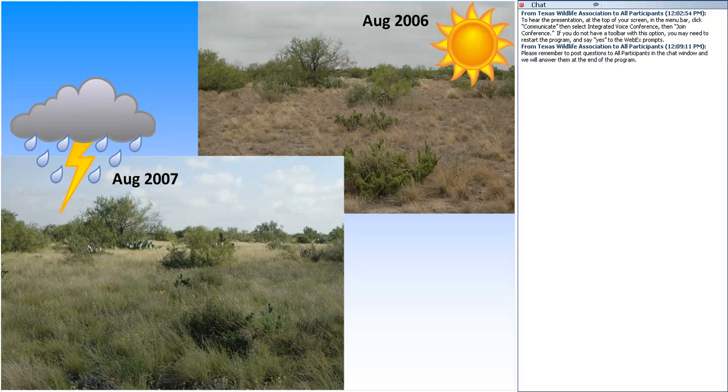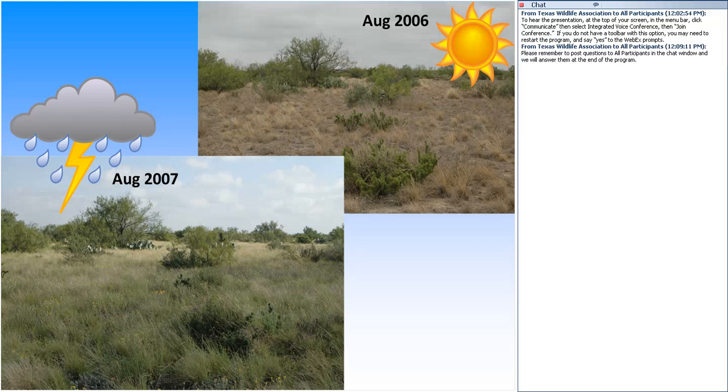So in the upper right is a picture from one of our enclosures out near Carrizo Springs, one of our research enclosures in August 2006. And the lower left picture is from August 2007. August is an important time to look at if we're thinking about fawn production, because that's when the does are in peak lactation. Those fawns are going to be growing quick. They're relying heavily on the milk that mom's producing, and mom can produce milk if she's got the right food available to her.